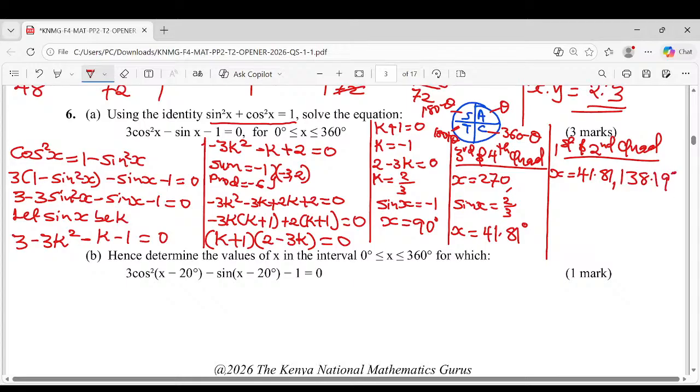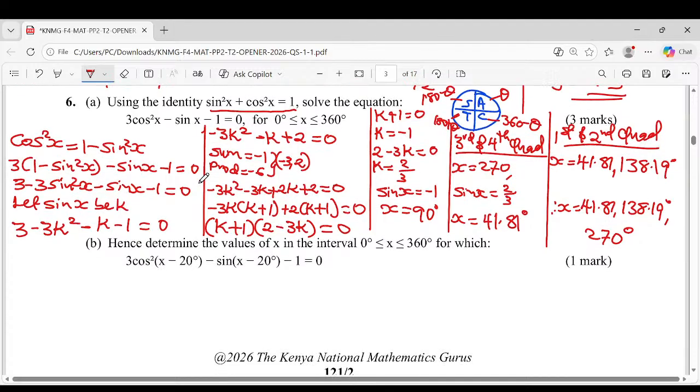138.19 degrees. So in combination, therefore, x will be given as 41.81, 138.19 degrees, then finally 270 degrees. Those are the possible values of x.